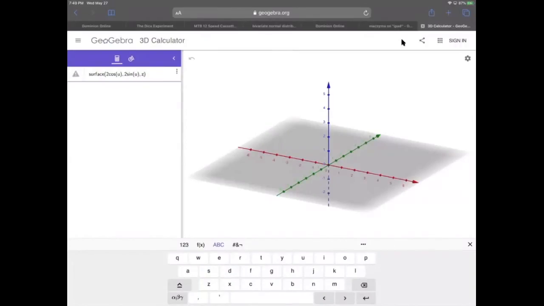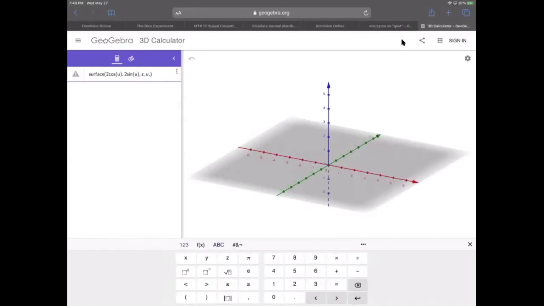But then you have to give ranges for the u, which is my theta. So I'm going to say u should range from 0 to 2 pi. So in GeoGebra, see how I wrote that? I just wrote comma u, comma 0, comma 2 pi. Those are the limits for u. And then v, I'm just going to have my z, I should say, go from 0 to 4. So I'm going to say z, comma 0, comma 4.